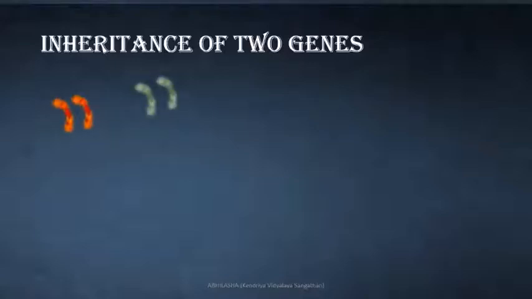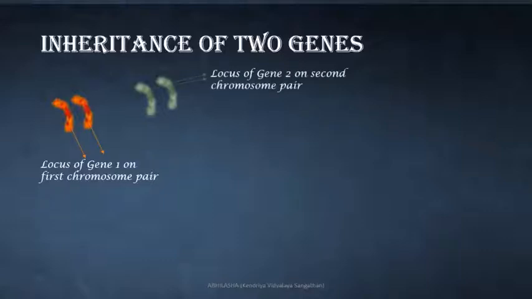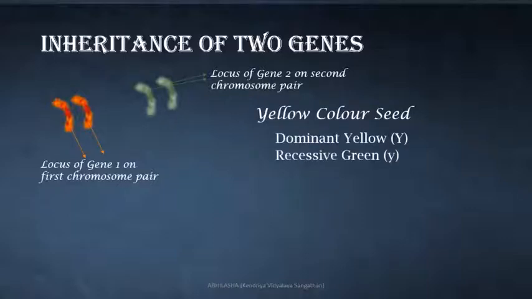Assuming that the genes are located on two different chromosomes, we'll be taking two pairs of chromosomes. This is the locus of the first gene on the first homologous pair, and this is the location of the second gene on the second homologous pair. Now supposing gene 1 on the first chromosome codes for seed color. The dominant allele is for yellow color, so it is represented by a capital Y, and the recessive allele codes for green color, so a small y.